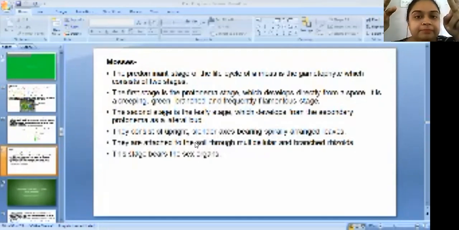So remember these two stages. The first is the protonema stage, developing directly from the spore. The other is the leafy stage, developing from the protonema as a bud. Then there is an upright slender axis bearing spirally arranged leaves. They are attached to the soil by root-like structures known as rhizoids, which are multicellular. This stage bears the sex organs.